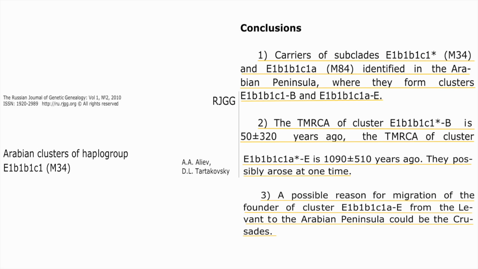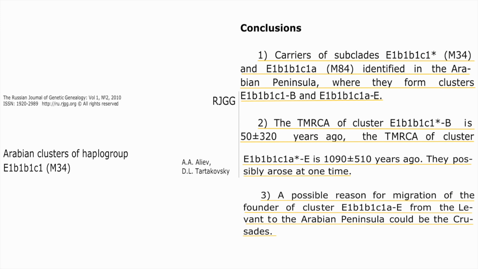E1B1C1A-E. Conclusion: 1. Carriers of subclades M34 and M84 were identified in the Arabian Peninsula, where they form clusters E1B1C1-B and E1B1C1A-E. 2. The TMRCA of cluster E1B1C1-B is 50 plus or minus 320 years ago. The TMRCA of cluster E1B1C1A-E is 1090 plus or minus 510 years ago. They possibly arose at one time.